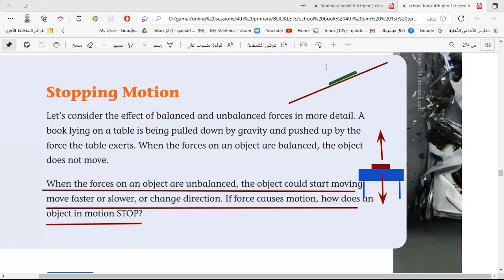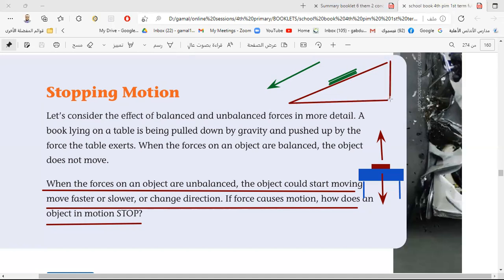Okay, does the book stay here or will it slide down? The book will slide down. Why? Because the forces are not balanced. The book now slides down on the inclined surface.